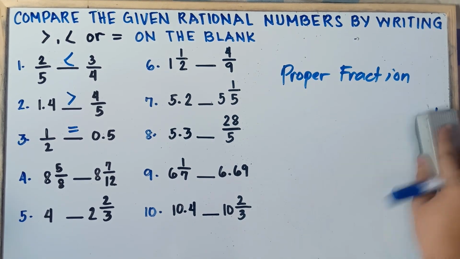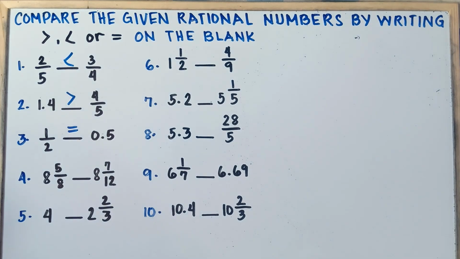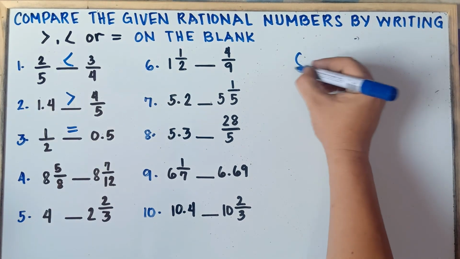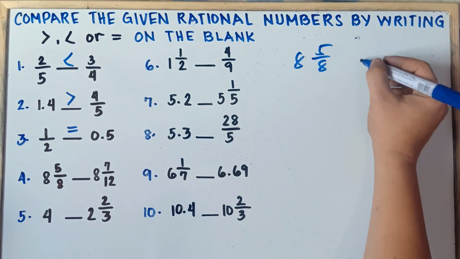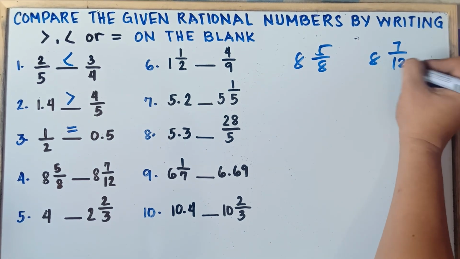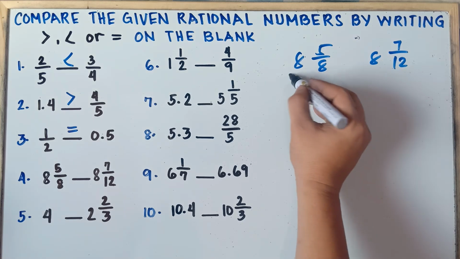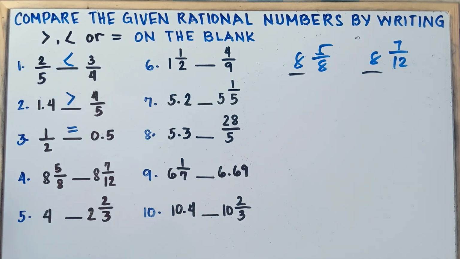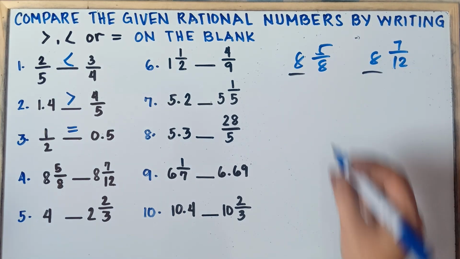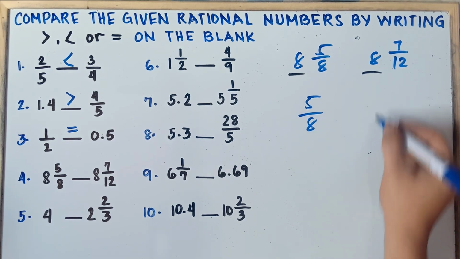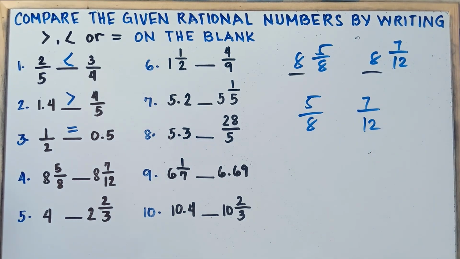Alright, and number 4. So 8 and 5 over 8, and then 8 and 7 over 12. We know that they have the same whole number. So let's just compare the fractions. So 5 over 8, and then 7 over 12. So we can just simply cross multiply, class. And we know which is greater, class. Simply cross multiply, class. Simple as that, if you have fractions.